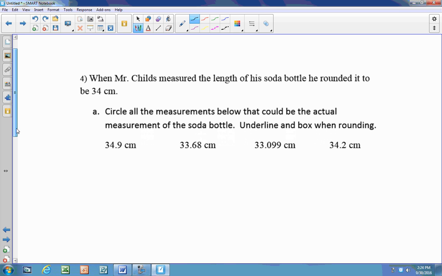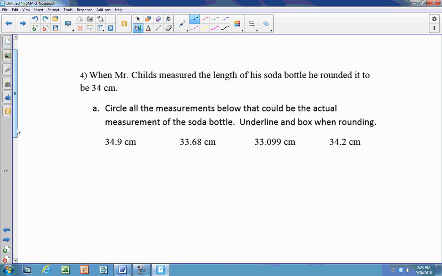We're going to now move on to the word problem section. When we read through a word problem, we need to make sure we circle and underline to find what's important. And it says when Mr. Childs measured the length of a soda bottle, he rounded to 34 centimeters. Circle the measurements that can be actual measurements of the soda bottle. Underline and box when rounding.